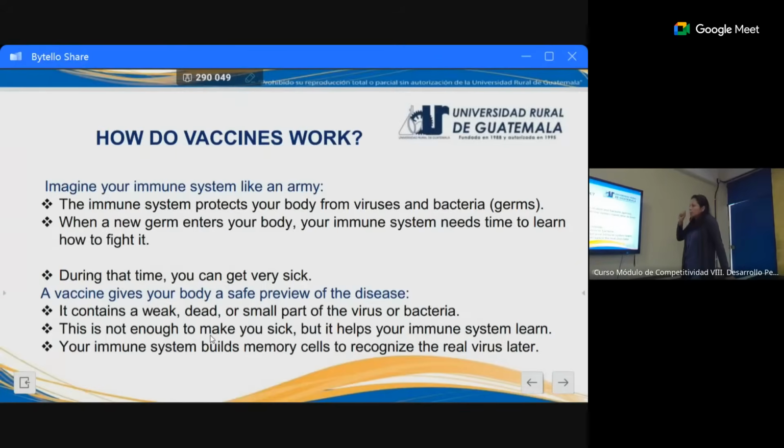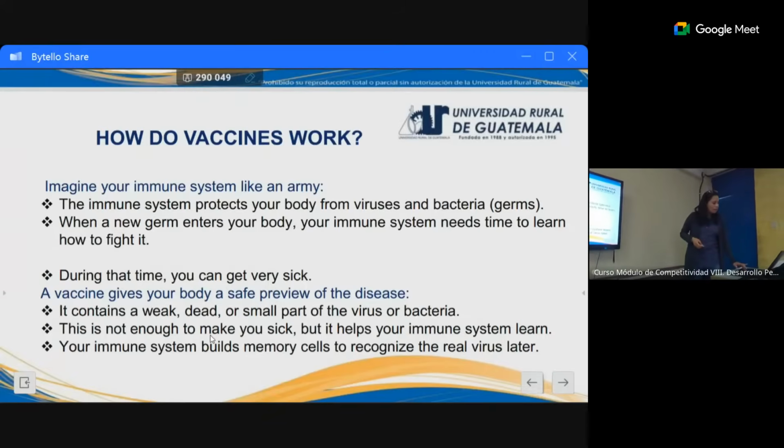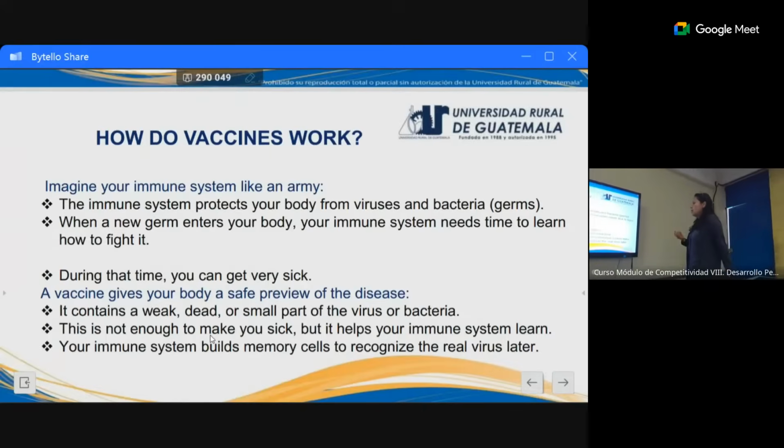But it says that a vaccine gives your body a safe preview of the disease. It contains a weak, dead, or small part of the virus or bacteria. This is not enough to make you sick, but it is going to help your immune system learn. Your immune system builds memory cells to recognize the real virus later.